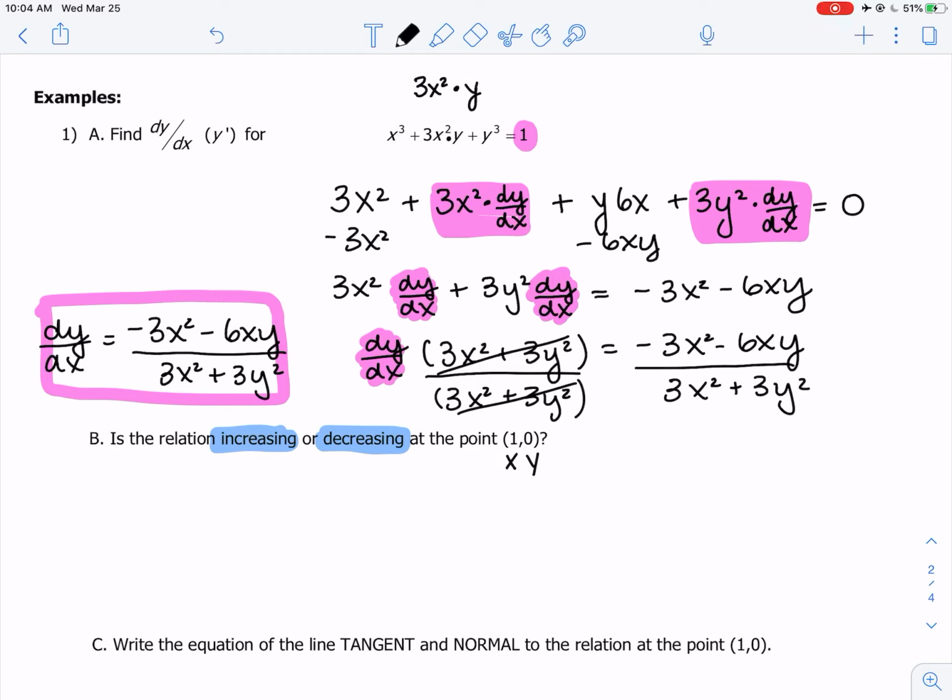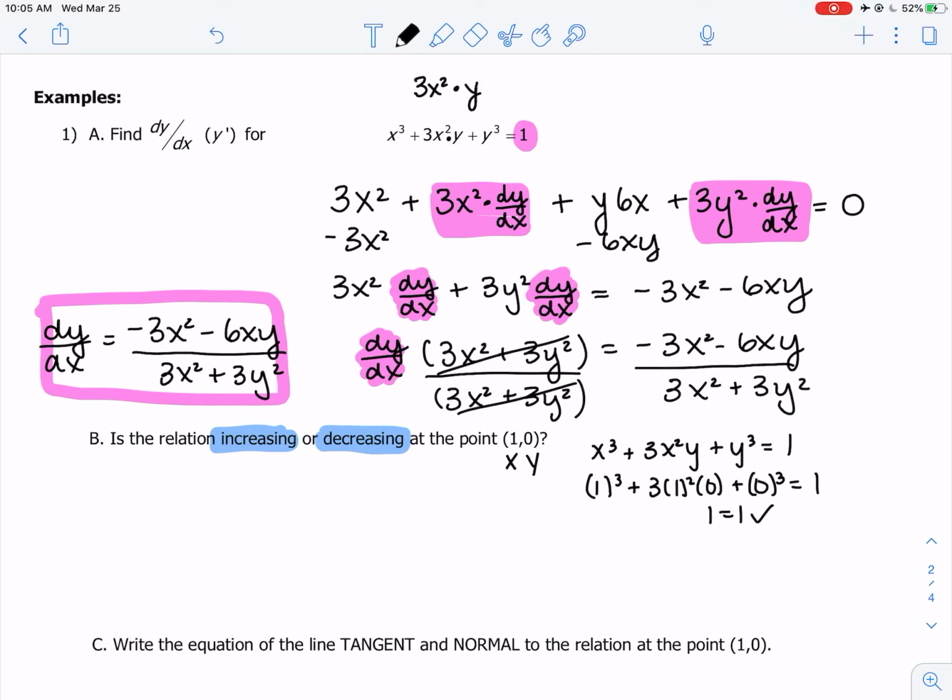You can actually justify to yourself that this point lies on your equation. We have x to the third plus 3x squared y plus y to the third is equal to 1. If we plug in x values of 1 and y values of 0, we can justify that 1 to the third plus 3 times 1 squared times 0 plus 0 to the third will equal 1. Here 1 will equal 1. That means that that point does lie in that equation. So just justifying that this is a point on the graph.